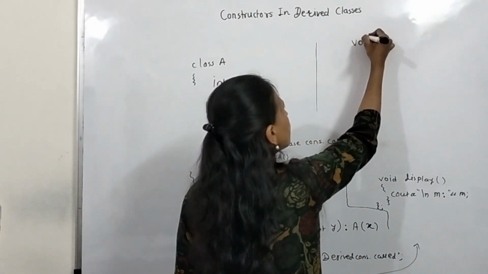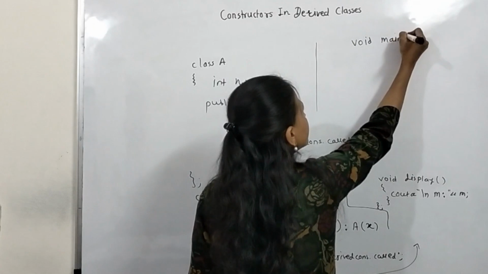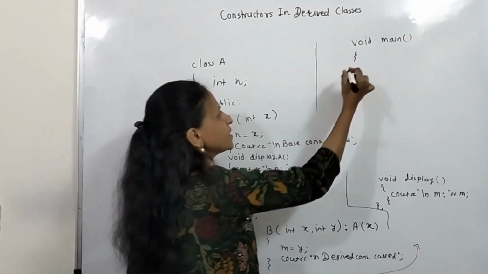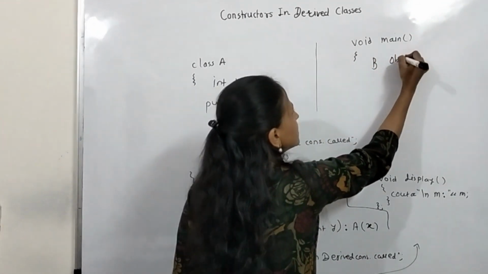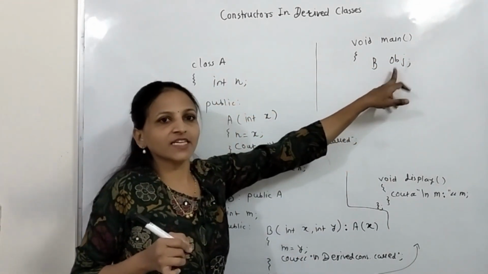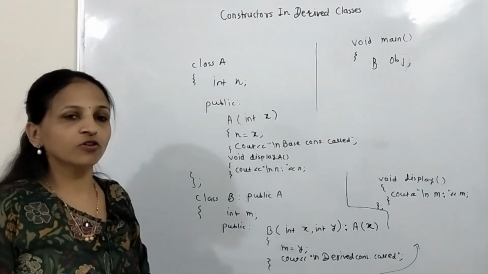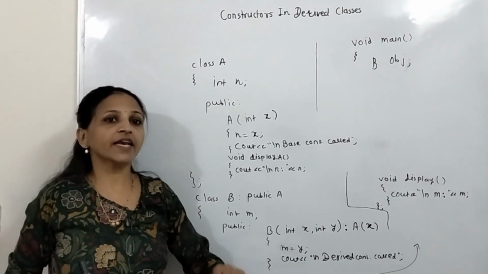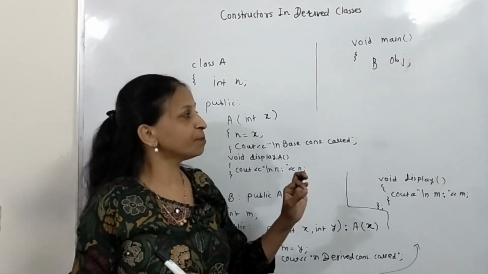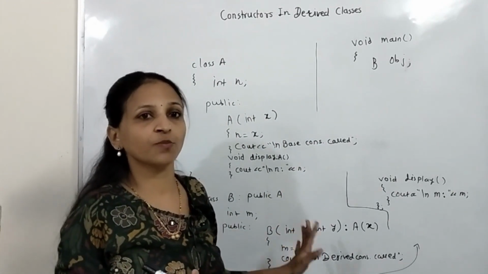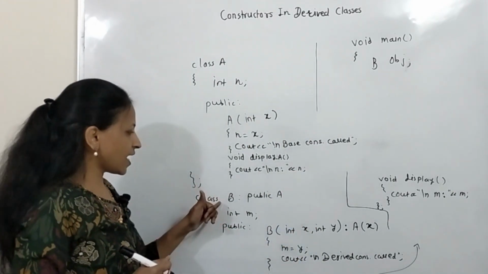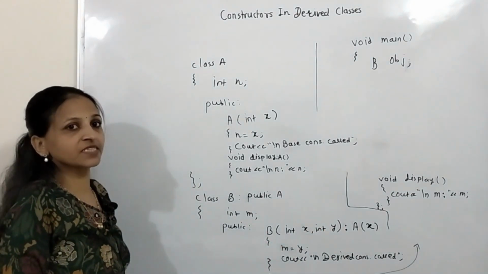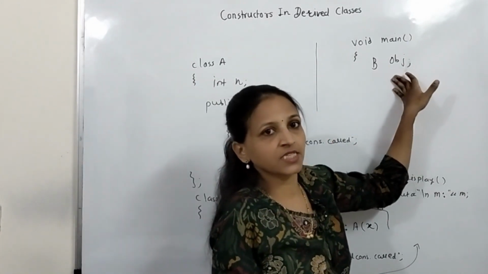Void main, and here we will create one object of this derived class: B obj. Whenever you create an object like this, you will get a compile time error. Of course, if a class is having only a parameterized constructor, then it is mandatory that you pass arguments while creating an object of that class. This class B is having only a parameterized constructor, no default constructor is present here. That's why you cannot create the object like this.